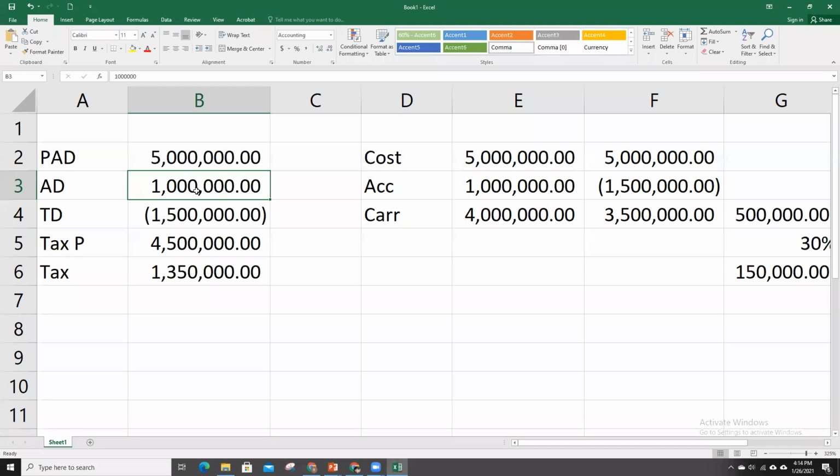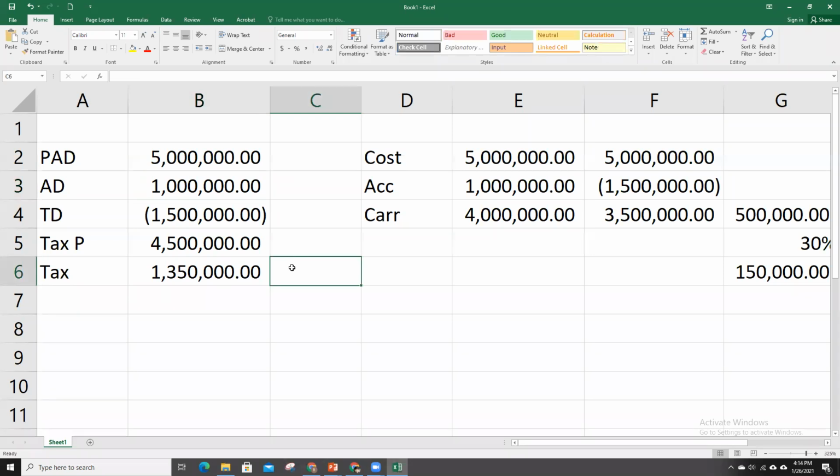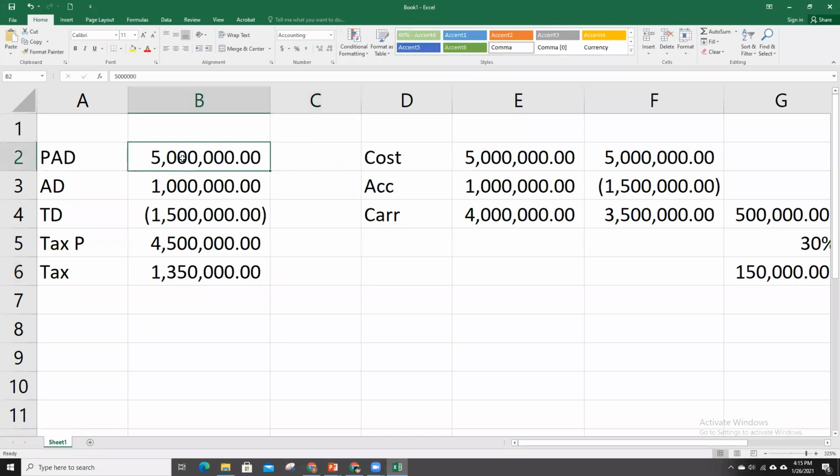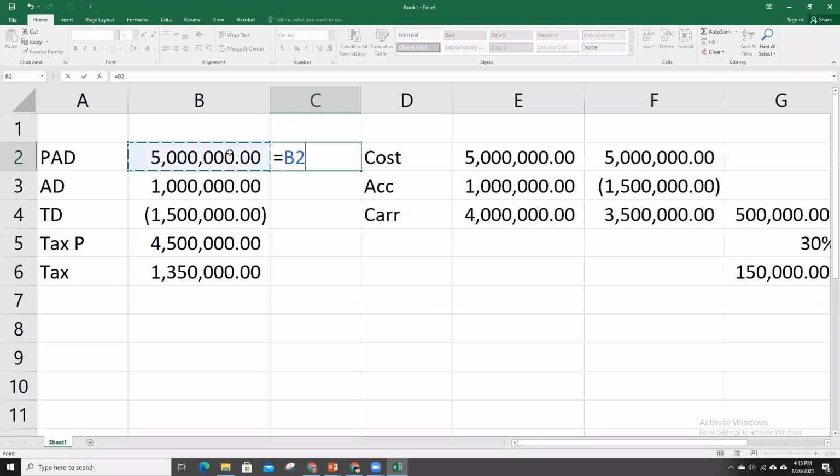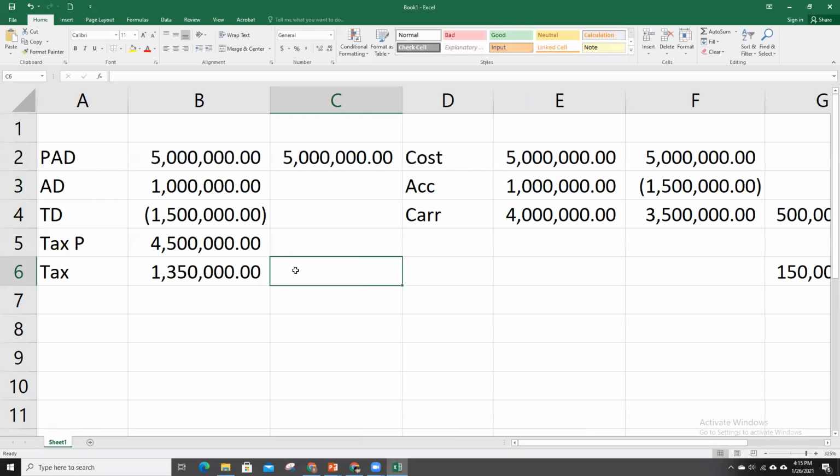accounting depreciation to calculate accounting profit, see the difference. Accounting profit is 5 million. This is accounting profit, isn't it? Therefore the tax at 30% is 1.5 million. See the difference. This difference should be equal to this value.